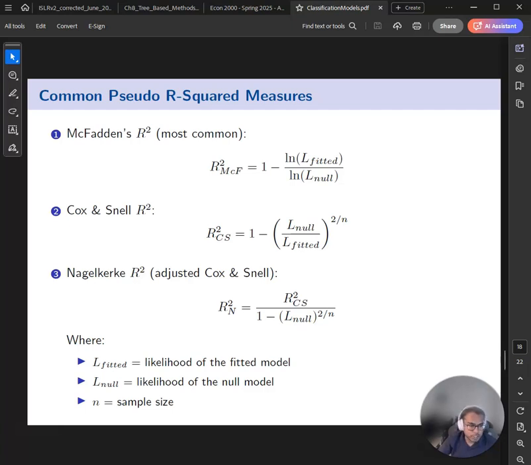There are a couple of other measures, Cox and Snell and Nagelkerke R-squared. These are just modifications, especially Nagelkerke R-squared, which is a modified version of Cox and Snell. The math is different, but the objective is the same. In all these formulas, L fitted is the likelihood of our fitted model, L null is the likelihood of the null model, and N is the sample size. The key idea is that we are comparing how much more likely our data is under our model compared to the simplest possible model.